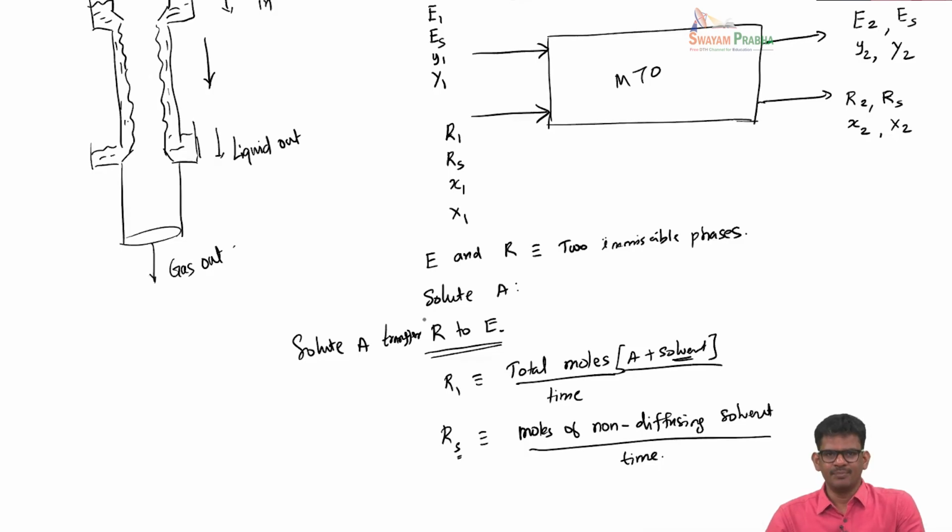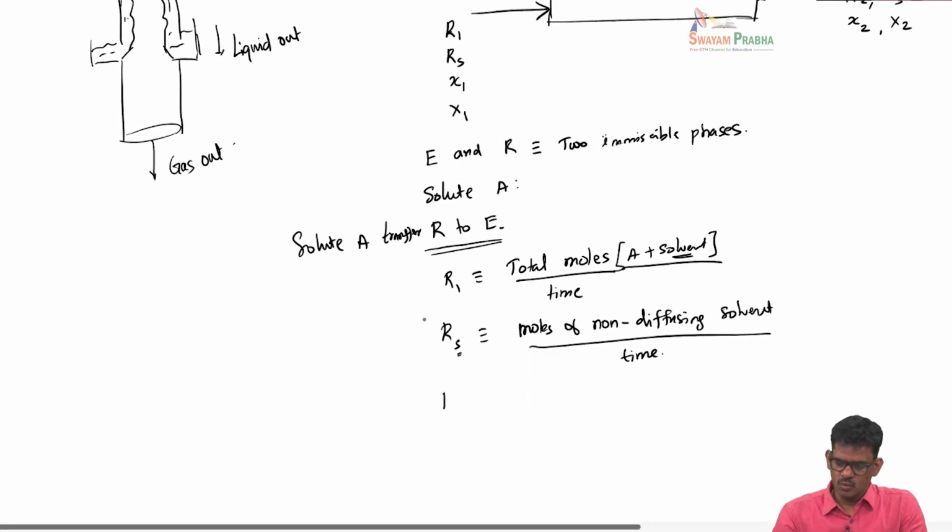If I have to give an example, let's say R is a gas phase and solute A can be carbon dioxide. The solvent here can be just air. So if you have a gas mixture of air and CO2, the solvent is basically air, which is not diffusing, but the solute is carbon dioxide, that is diffusing. That's the way you have to understand it.